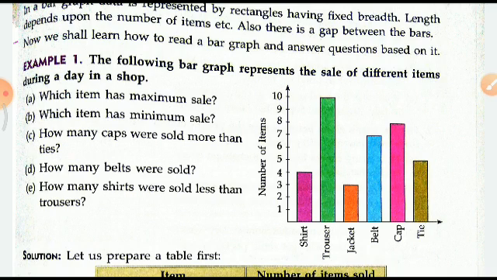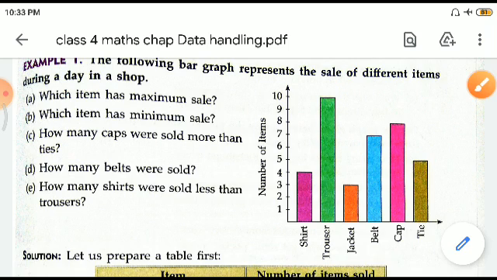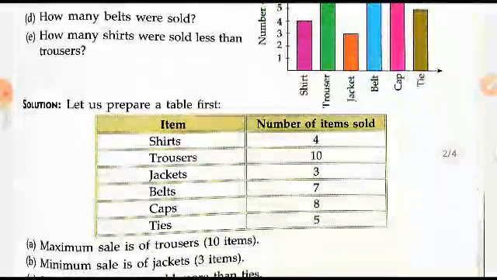Now, which item has maximum sale? See here, the tallest tower is the green one, which is trousers. So the maximum sale was of trousers. Now, which item has minimum sale? See, the smallest one is this orange one, and this is what? Jacket. So the jacket was the least sold. This is how we do these graphs, right?